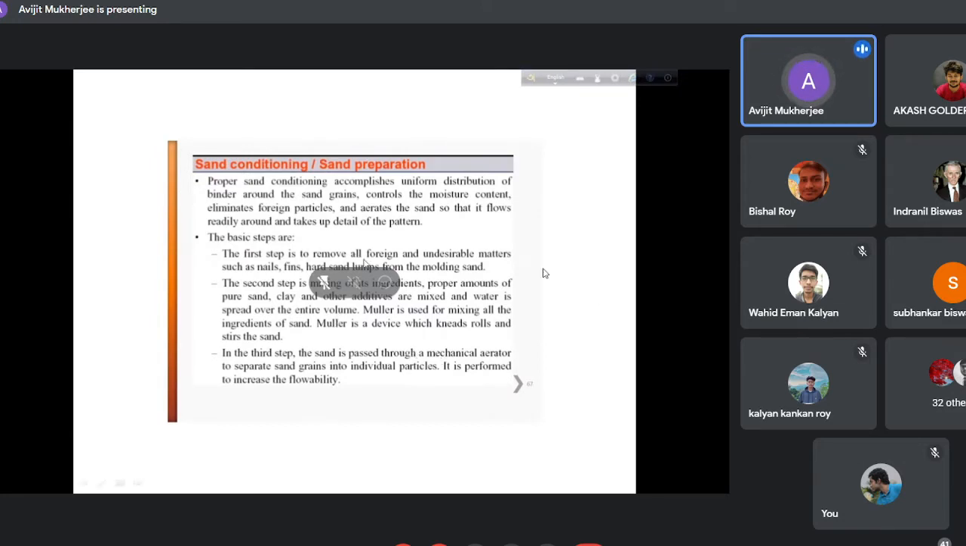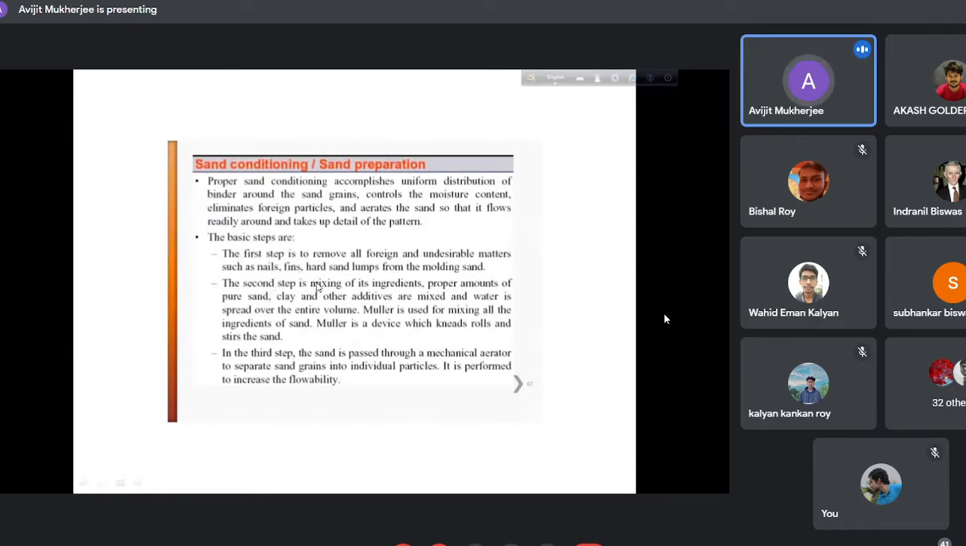What is the first step? To remove all foreign materials, including dirt, dust, nails, fins, any hard sand or larger particles, waste leaves, cottons, all these, because that is mixed. So using a riddle, what is known as a riddle or screen, remove all these foreign materials.